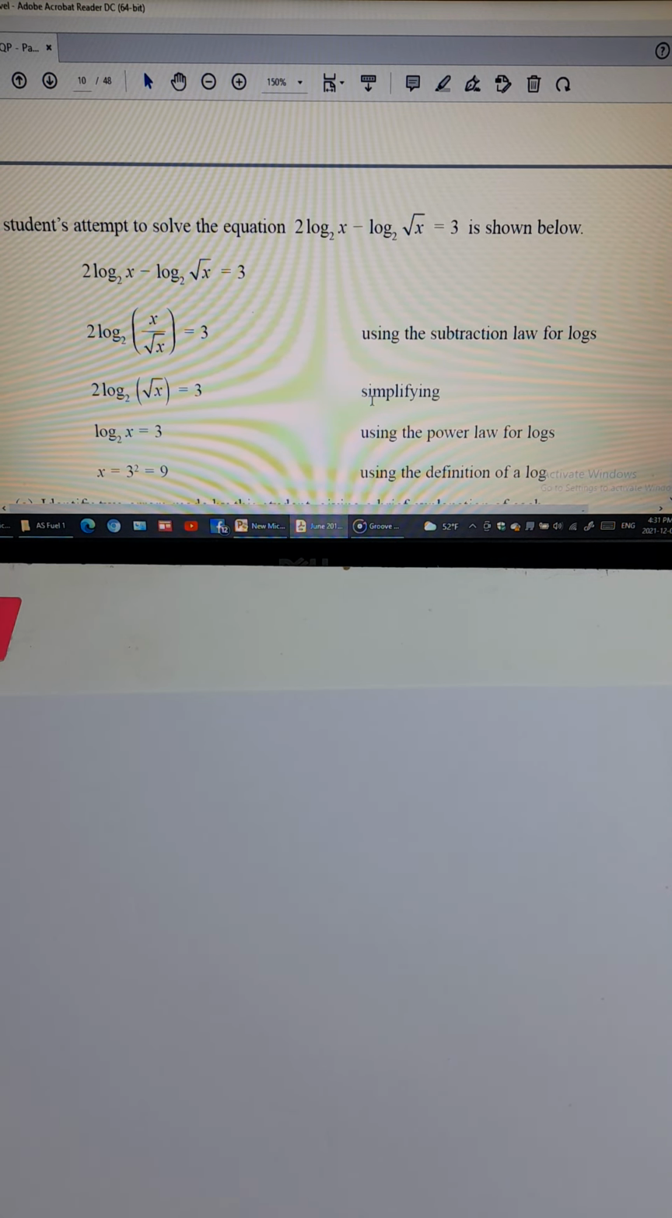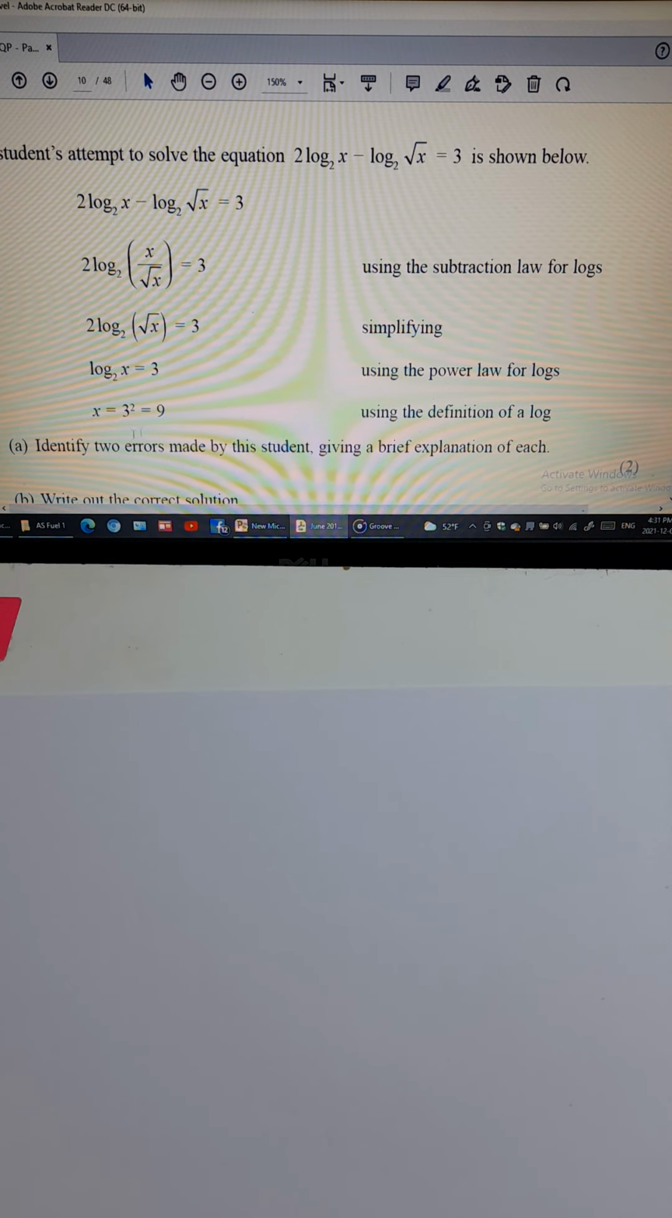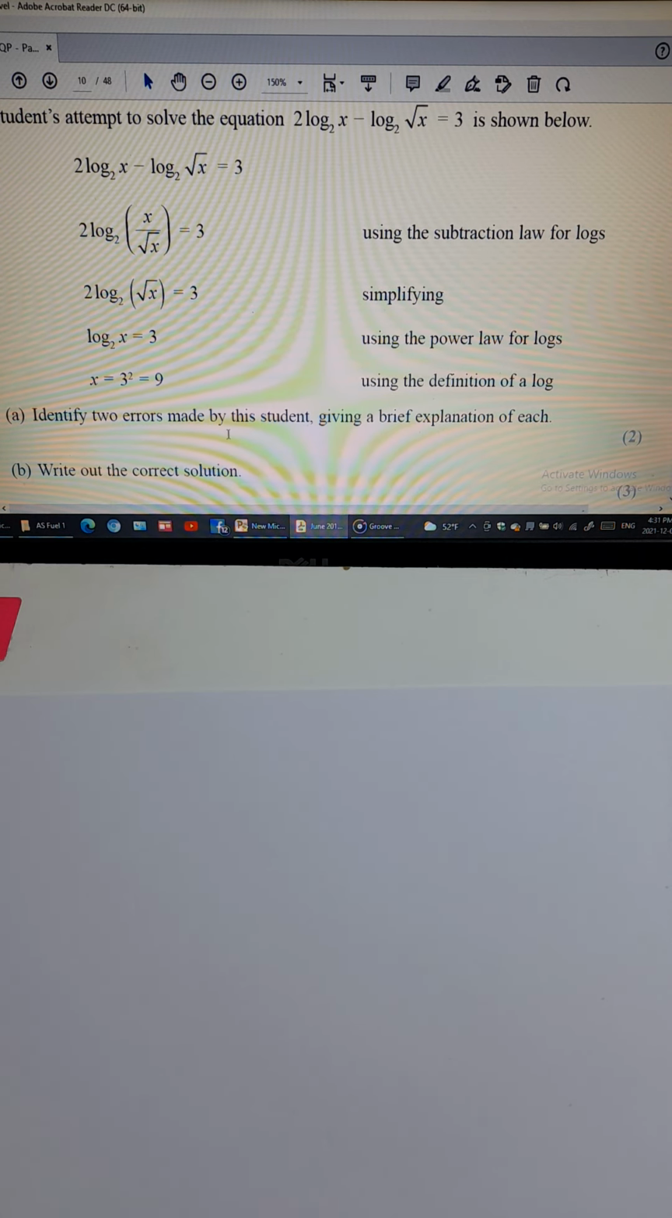Now this is question 5. A student attempts to solve the equation 2 log x to base 2 minus log root x to base 2 equals 3, as shown below. A: Identify 2 errors made by the student, giving a brief explanation of each. B: Write out the correct solution.